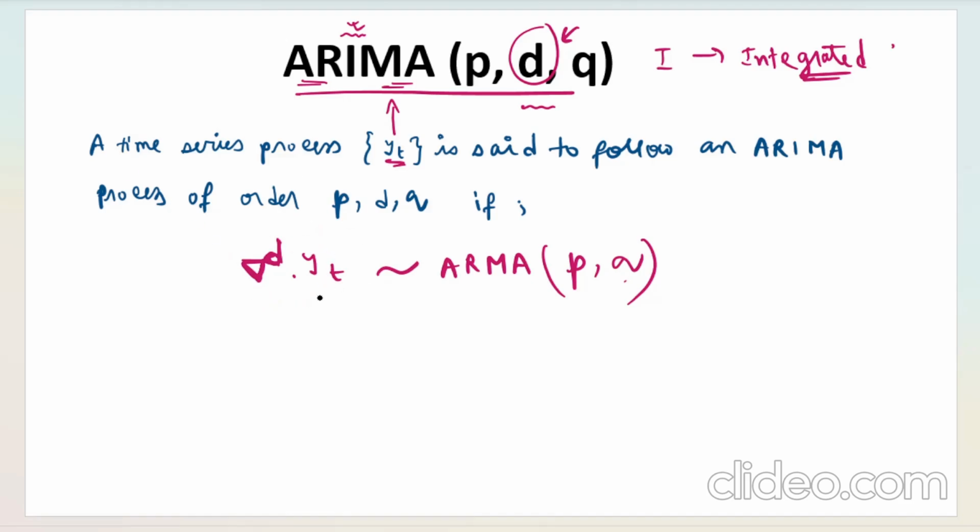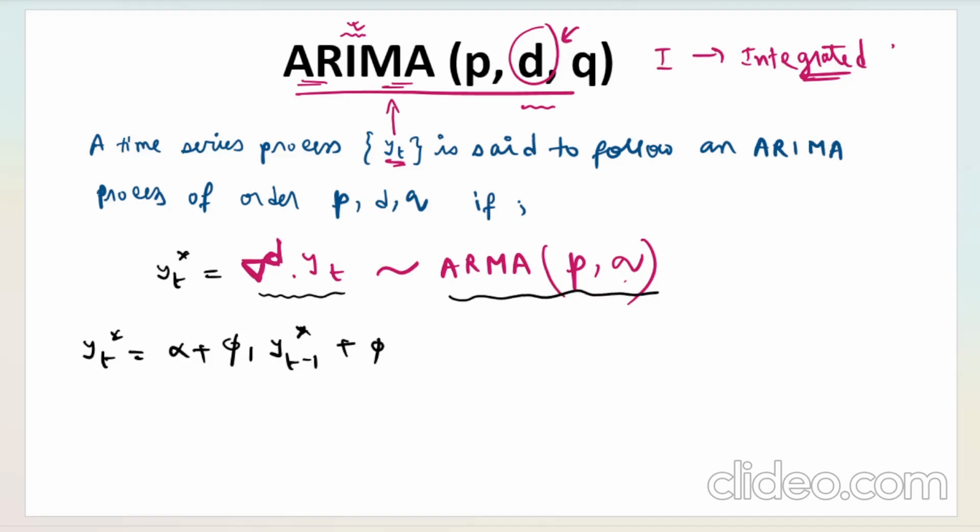Now for simplicity, what I can do, I can assume this to be equal to say yt star, right? Yt star is this operator to the degree d into yt. Now, what will be the value of yt star? Yt star can be written as alpha plus phi 1 yt minus 1 star. Now everything, I have converted every y in terms of yt star. So since this follows ARMA p, q, I am writing it in the form of ARMA p, q. Plus phi 2 yt minus 2 star. This will continue up to phi p yt minus p star.